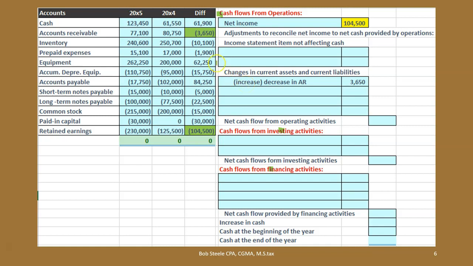So that seems kind of funny, but if it went up, an increase, then it's going to be a decrease, in brackets, in this worksheet. And if it's a decrease, meaning it went from 80,750 down to 77,1, then it doesn't have brackets, meaning it's not a negative, it's going to be an increase here. So you want to have a cheat sheet in mind, but then you do want to think through it.